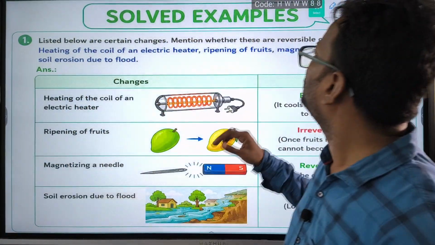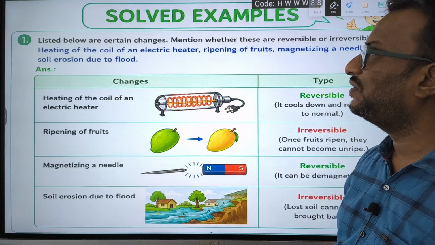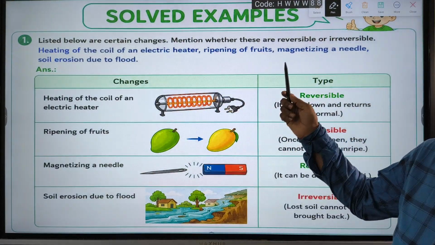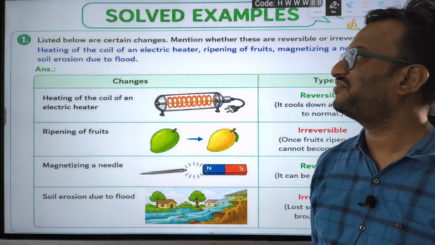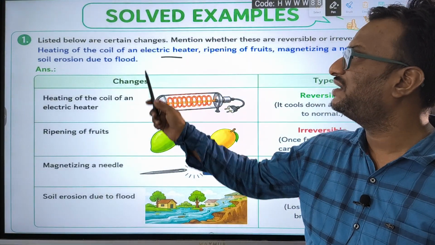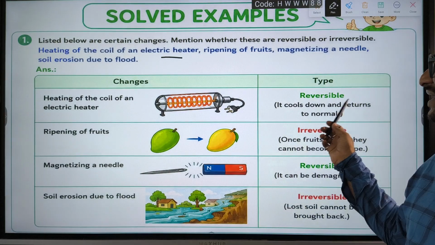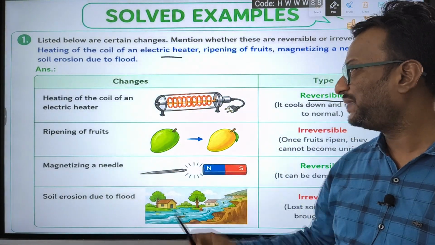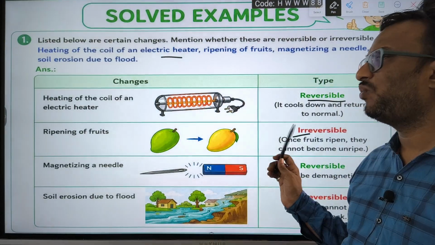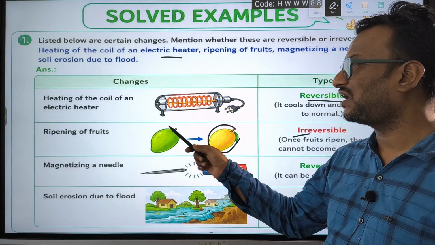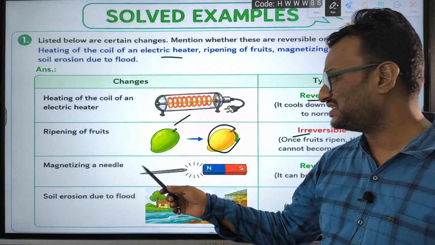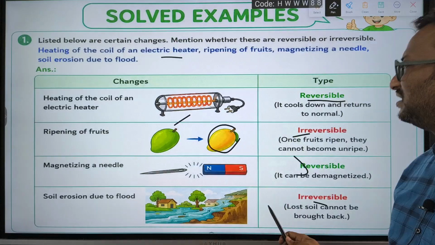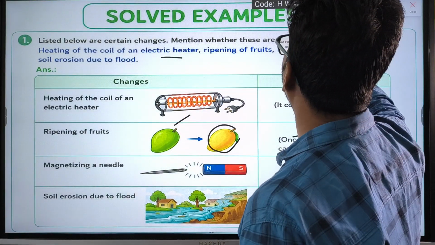Next, solved examples. See now, listed below are certain changes. Mention whether these changes are reversible or irreversible. First one, heating of a coil on an electric heater. It is reversible. After it cools down, it comes back to the original position. Ripening of fruit is irreversible. Once it ripens, you won't get the raw fruit. Magnetization of a needle is also irreversible, and soil erosion due to floods is irreversible.